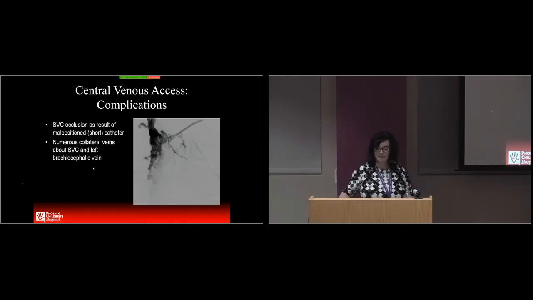We did a venogram, and on the same child, there's complete occlusion of the superior vena cava. These are all collateral venous channels that are around the superior vena cava. And there are also numerous collaterals around the left brachiocephalic vein.